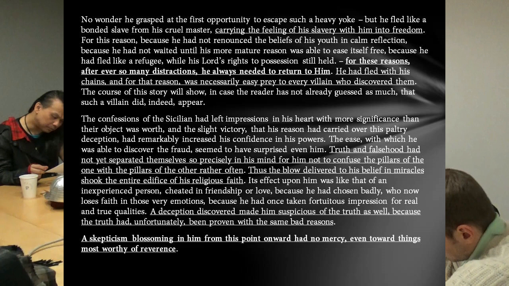So again, as we were saying, the blow to his belief in miracles was destroyed, sorry, that was badly worded, but he didn't have a foundation to place his beliefs on anything after that. And he was suspicious of everything, just like the text says, like a cheated person in friendship or love, where you mistook a person giving you true friendship or true love, and because you were cheated in it, you think that it doesn't exist, friendship and love. When really, you just chose badly who to believe in or how to believe in it.